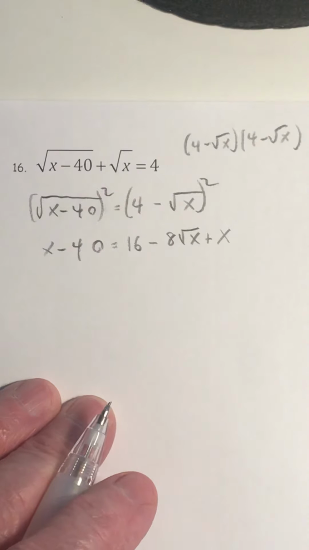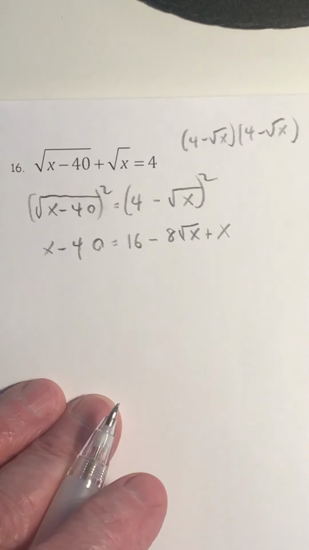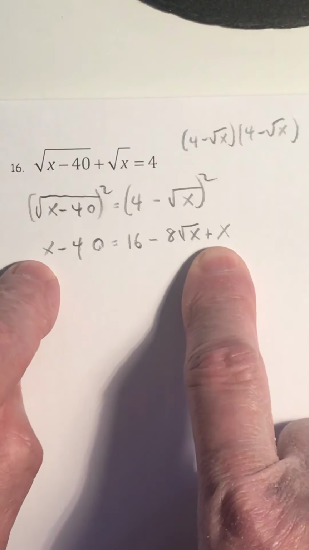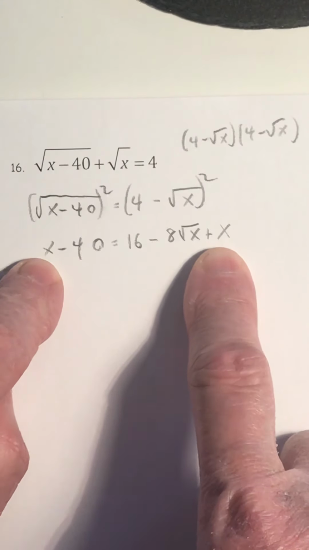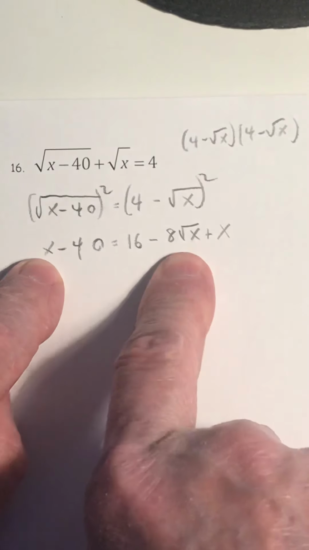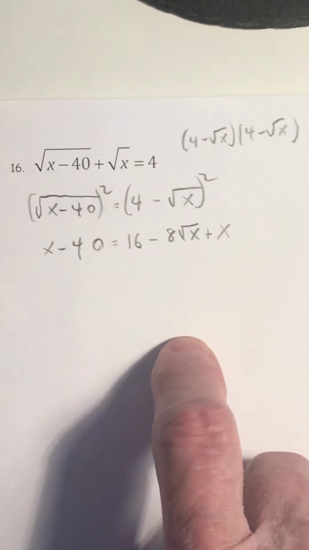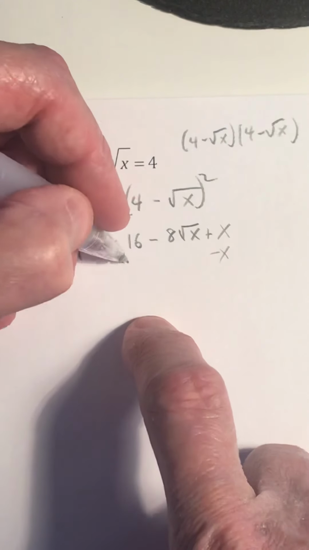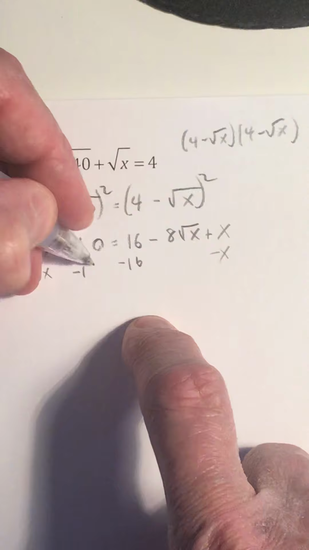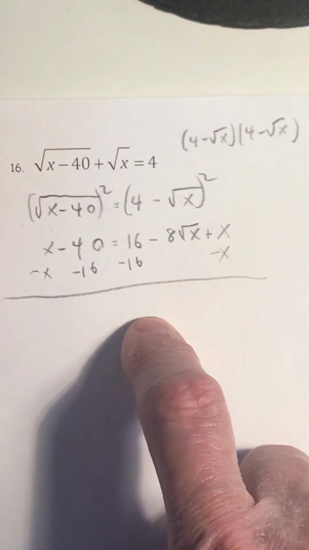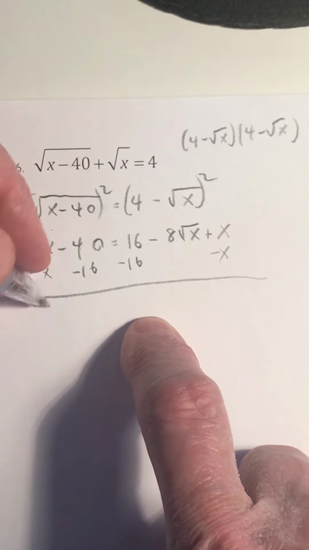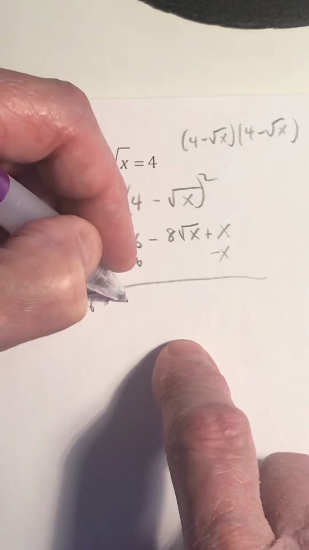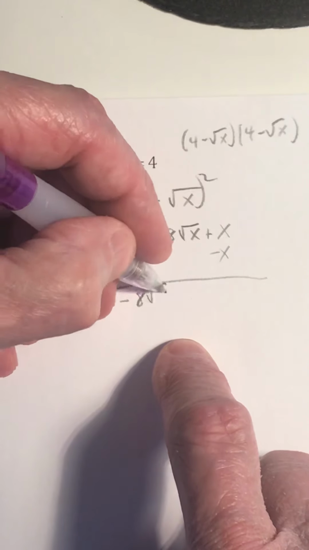Okay, so that's not too bad. Let me attempt to isolate the radical, right? So I'll take away 1x from both sides. And I'll also take away 16 from both sides. And then I'll have minus 56 equals minus 8 root x.